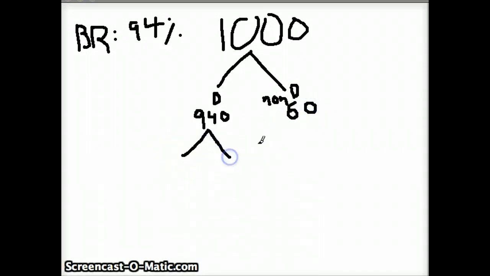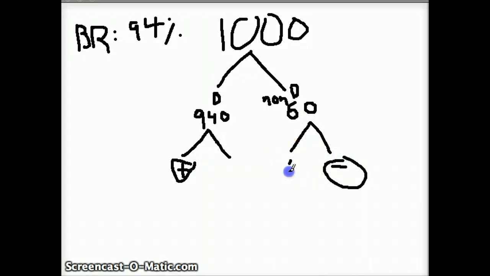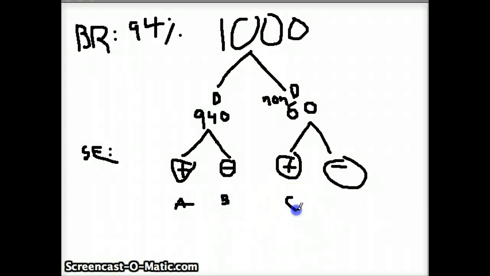Now we need to figure out how many of these 940 test positive, which would be the correct answer, and how many of these 60 test negative, which would be the correct answer. And each of these erroneous answers can be calculated then by subtraction from the number up here. You'll remember that you take the sensitivity and multiply it by the number of people with disease in order to get this number here. And remember also that we call this number A, B, C, and D for any time we might need to use algebra.